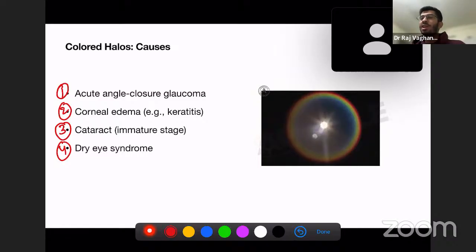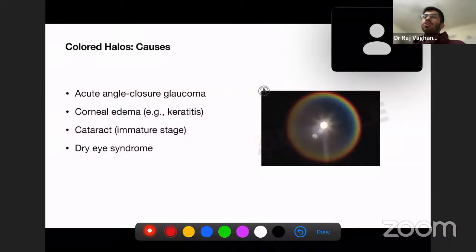In cataract, if you're having the immature stage of the cataract, then you can have these colored halos. Dry eye syndrome is one of the most important causes for the colored halos. Corneal edema or keratitis can also be a cause of colored halos, and acute angle closure glaucoma. So these are the important causes for the colored halos.